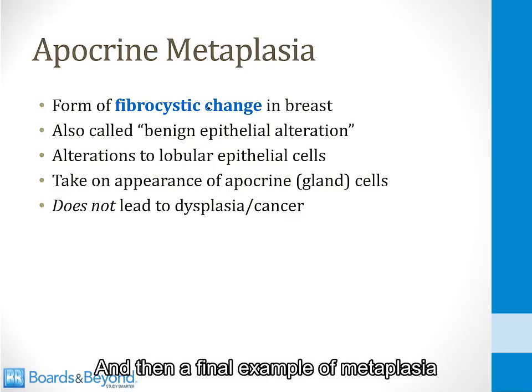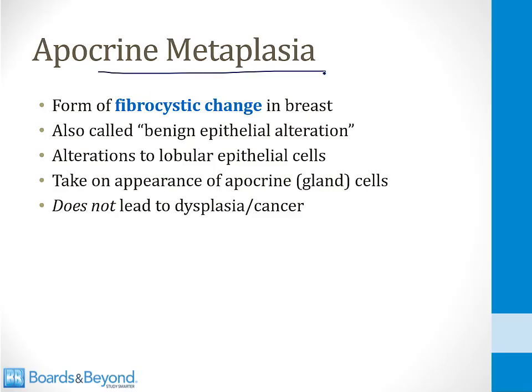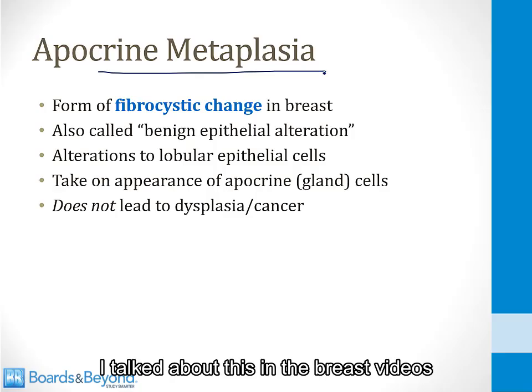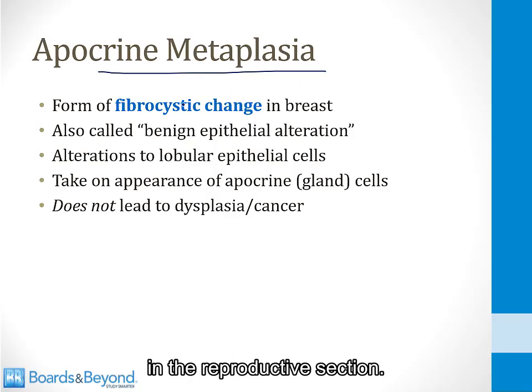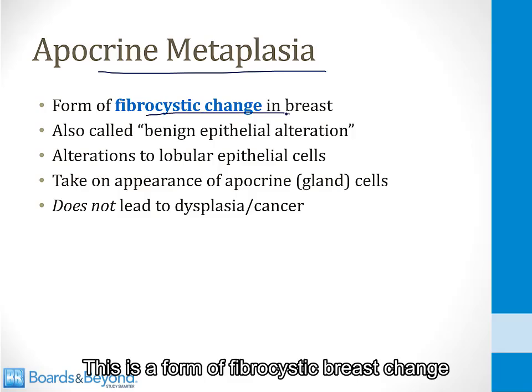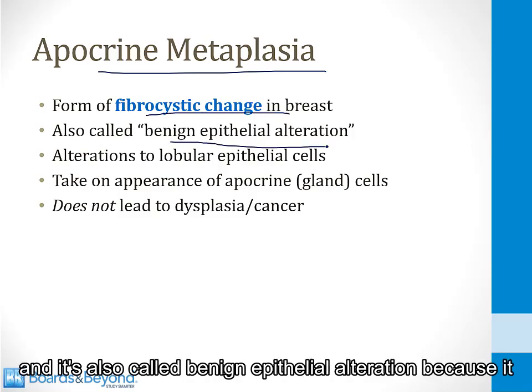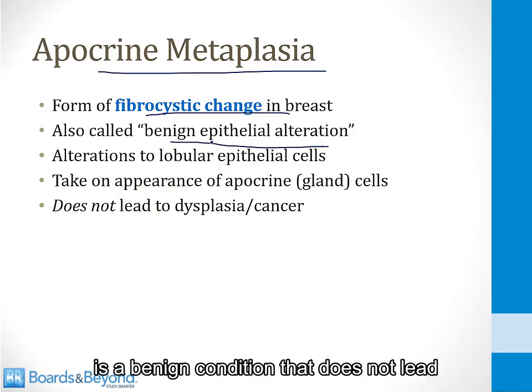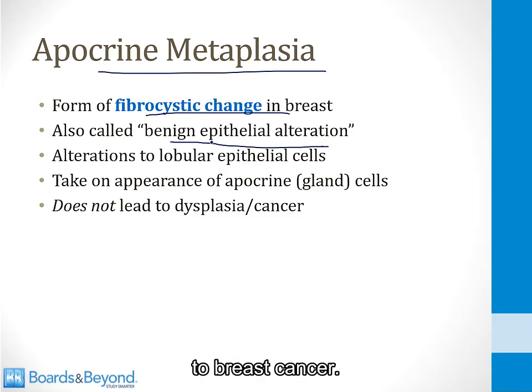And then a final example of metaplasia is apocrine metaplasia. I talk about this in the breast videos in the reproductive section. This is a form of fibrocystic breast change. It's also called benign epithelial alteration because it is a benign condition that does not lead to breast cancer.